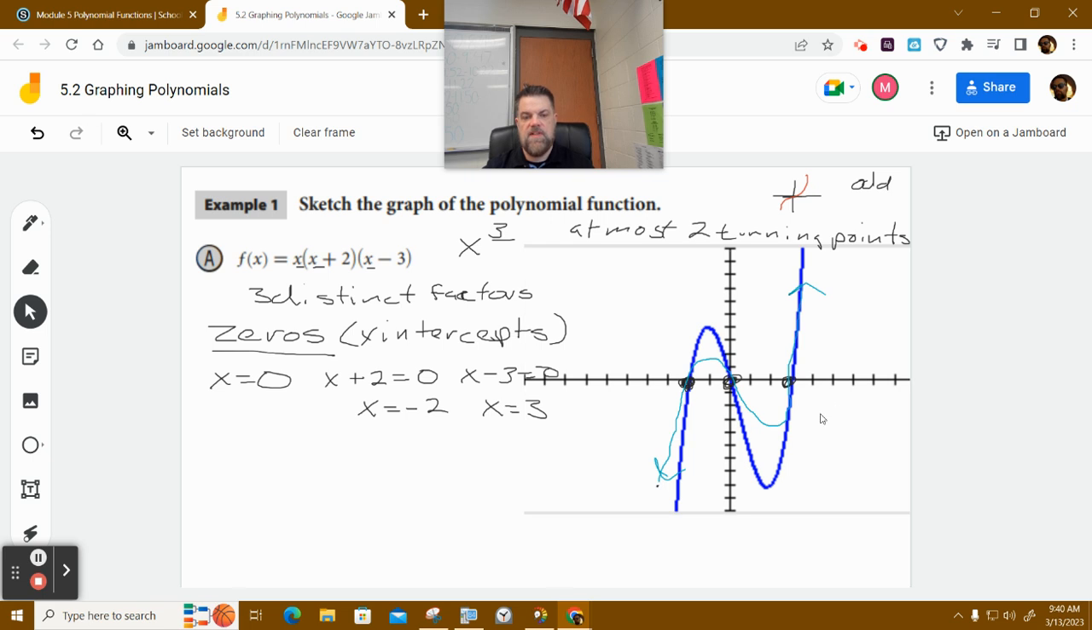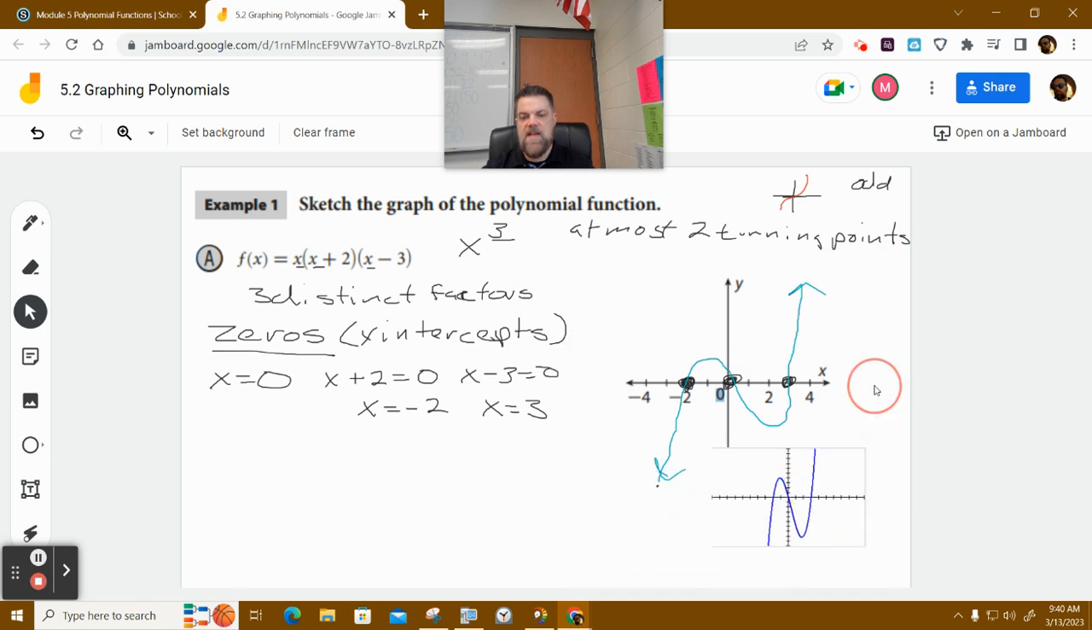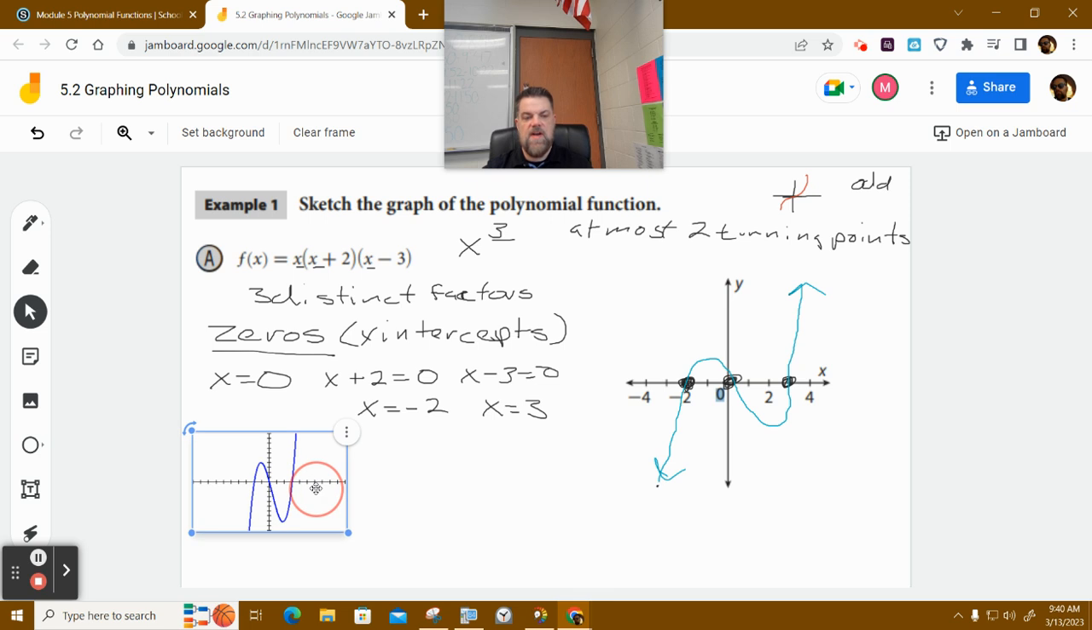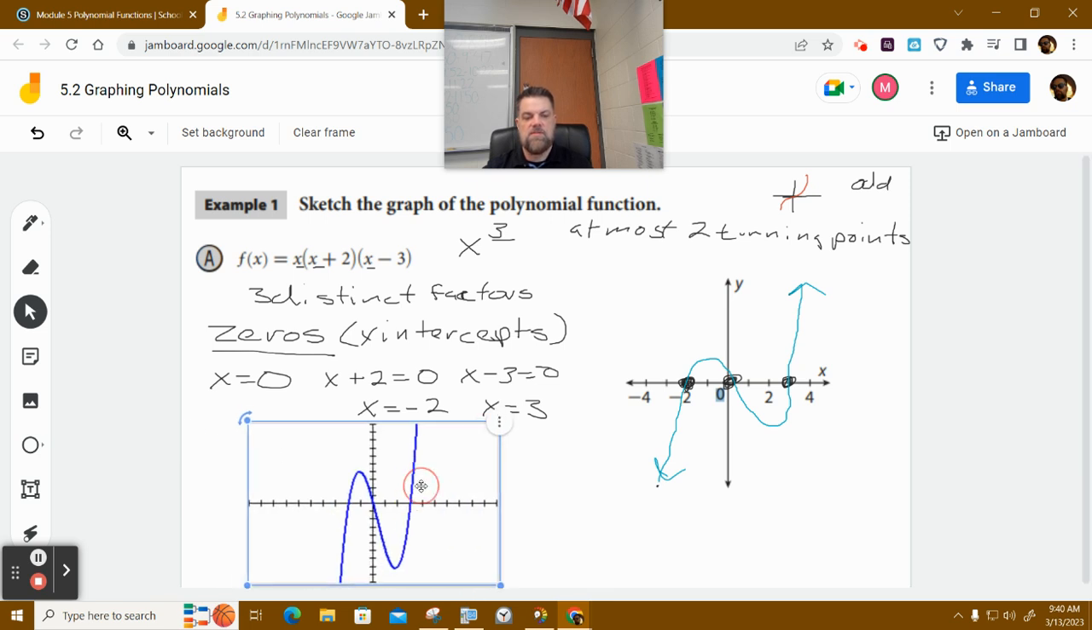I think I'm just going to leave it like that. So you could see that my little graph that I kind of sketched eyeballing it and the actual graph are not that far off. And that's what we're trying to do.